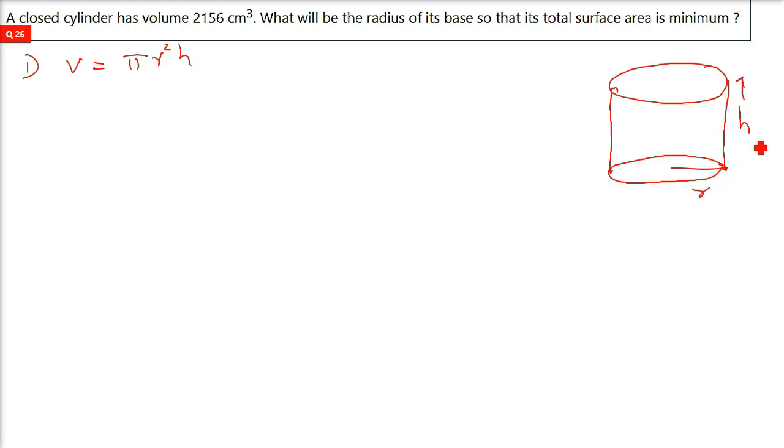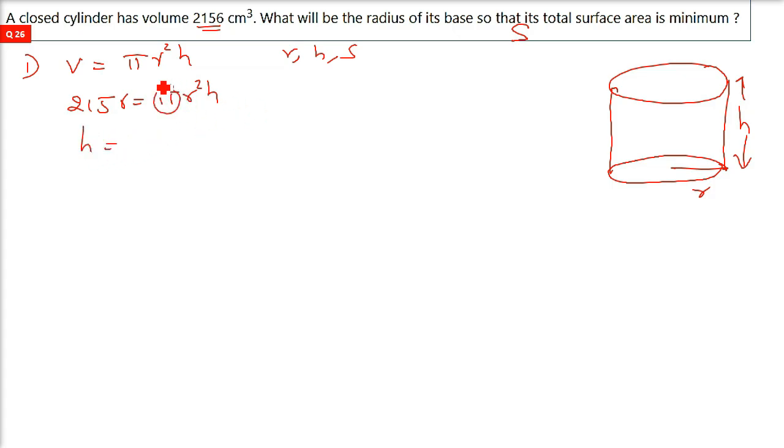And it is better to always draw the diagram, because one picture is equivalent to 1000 words. So r and h we have imagined. What will be the radius of the base? So r we need to find out. The volume is already given in the question. So it's 2156. You can directly equate pi r square h with 2156. When you get h, it will be 2156 by pi r square.